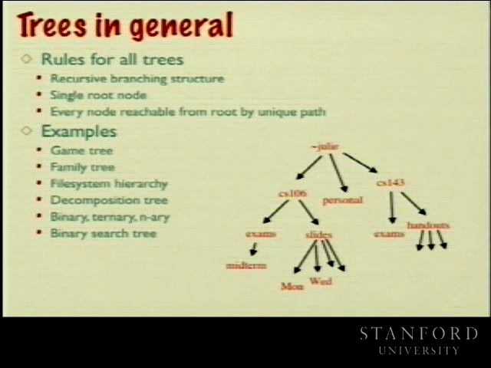So there aren't some nodes that exist way out here, and there aren't 2 different ways to get to the same node in a tree. If the midterm is kept in the folder called exams, which is in the folder called cs106, which is in my home folder, there's not some other way that you can get to the midterm. The midterm lives at exactly that part in the tree, and there are no circularity or loops in the structure.